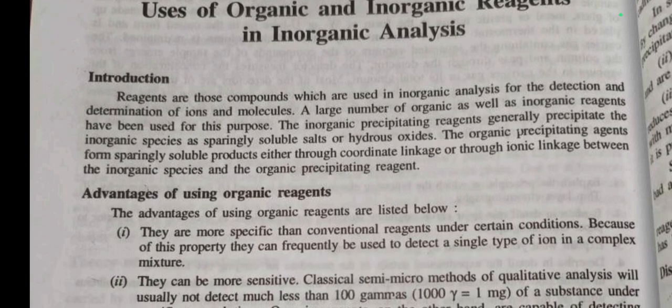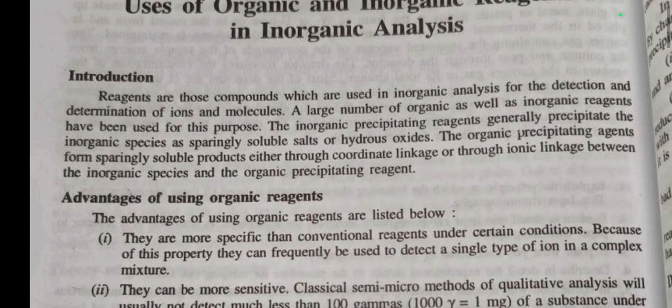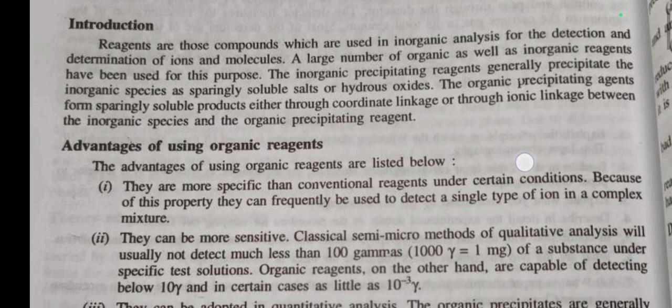Introduction. Reagents are those compounds which are used in inorganic analysis for the detection and determination of ions and molecules. A large number of organic as well as inorganic reagents have been used for this purpose. The inorganic precipitating reagents generally precipitate the inorganic species as sparingly soluble salts or hydrous oxides. The organic precipitating agents form sparingly soluble products either through coordinate linkage or through ionic linkage between the inorganic species and the organic precipitating reagents.